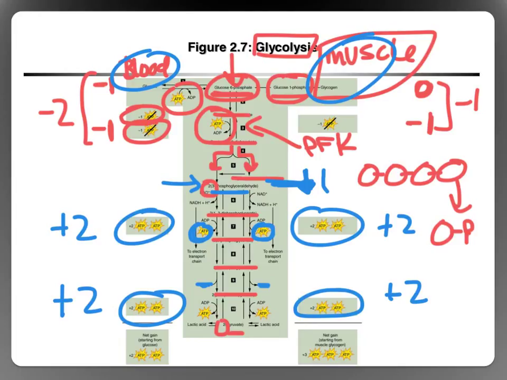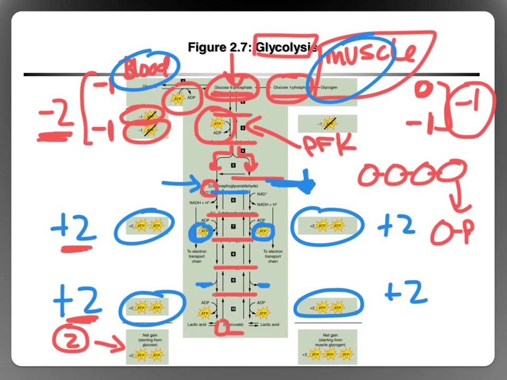Okay. So let's see here. If we look at the net gain at the bottom here, you can see that if we start with blood glucose, we're minus 2, plus 2, plus 2. Okay? So our total net gain is 2. So we went through all of these processes and we ended up with 2 ATPs. Okay? We made 4, but we used 2. So we had to subtract those 2 and we end up with 2. If we come from muscle glycogen, it's just slightly different.